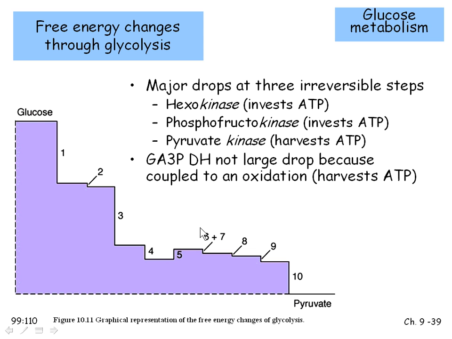You notice here that they're doing the drops. These are the big double drops. So there's hexokinase, there's phosphofructokinase, there's pyruvate kinase. This is the area we were just talking about. And they're showing the two reactions together as having a small drop.